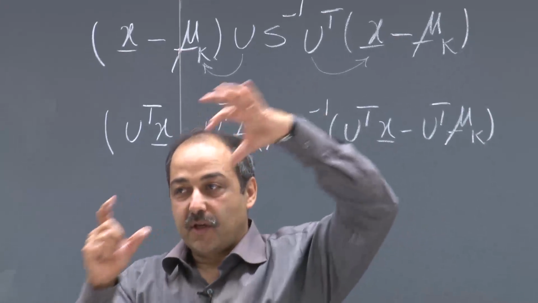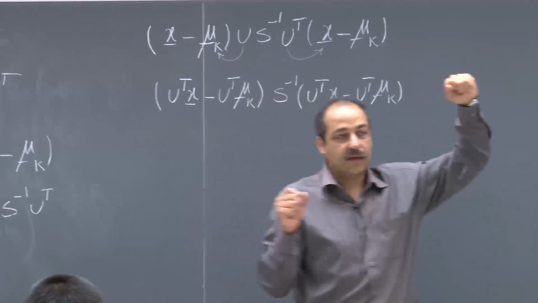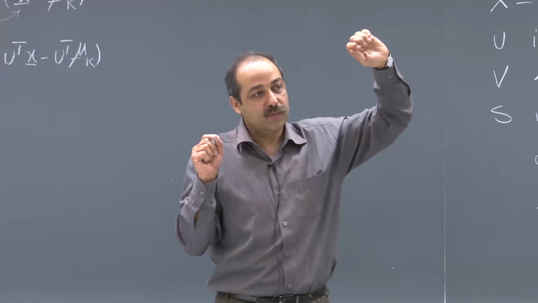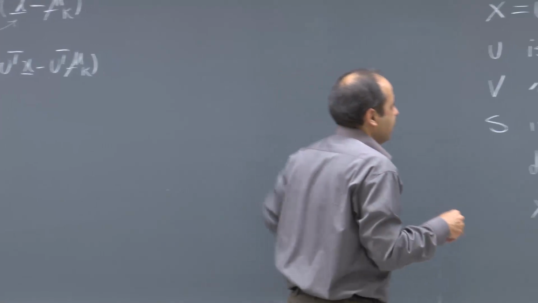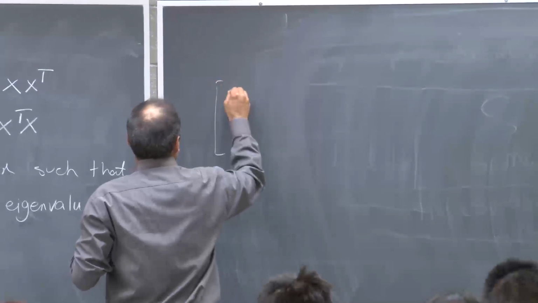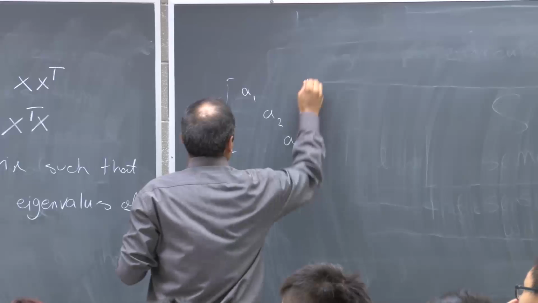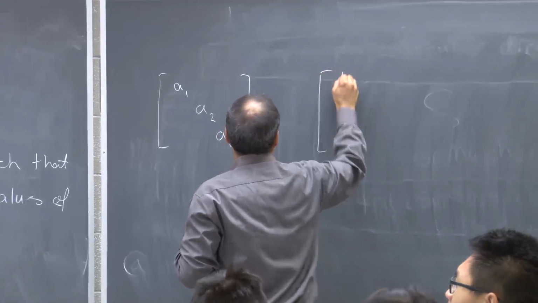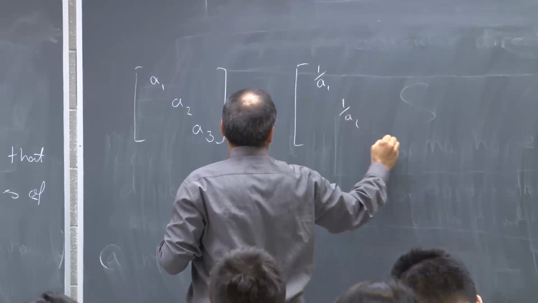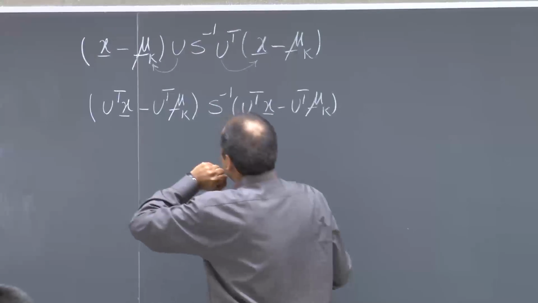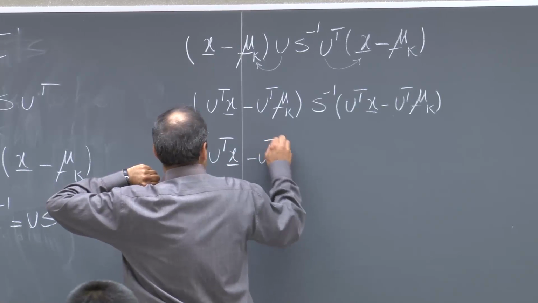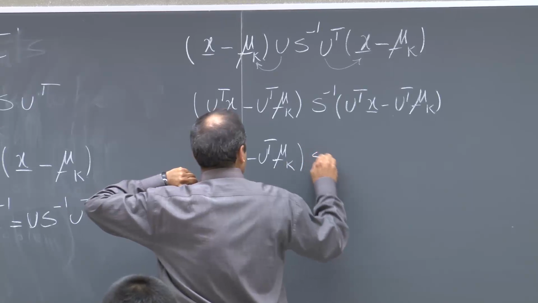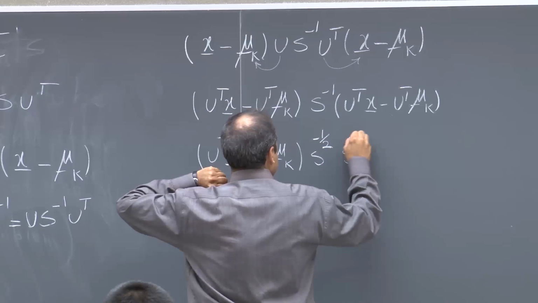S, if you remember, is a diagonal matrix. When you take the inverse of a diagonal matrix, you basically need to reverse each diagonal element. I mean, if this is S, then S inverse would be 1 over A1, 1 over A2, and so on. Okay? So I can write it in this form: S to the power of minus 1/2 times S to the power of minus 1/2.